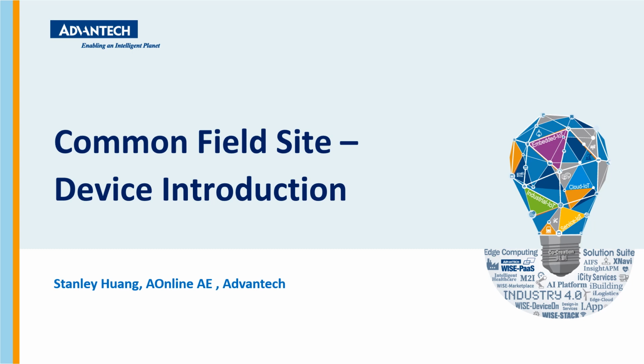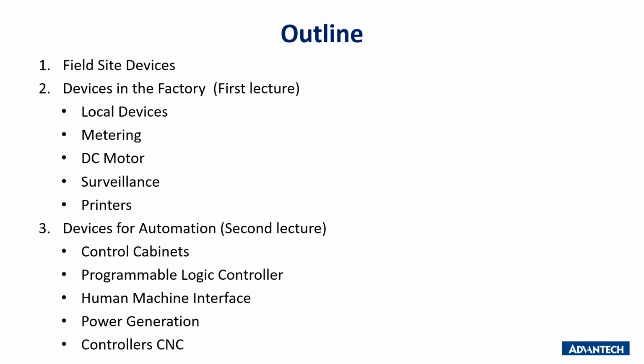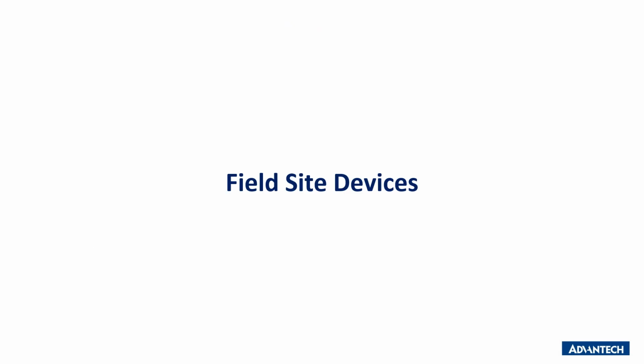In this opportunity, we will talk about the devices that are commonly found in the industrial field. The outline of this presentation will go through these main topics. First, field site devices, second, the devices in the factory, and finally the devices dedicated for automation.